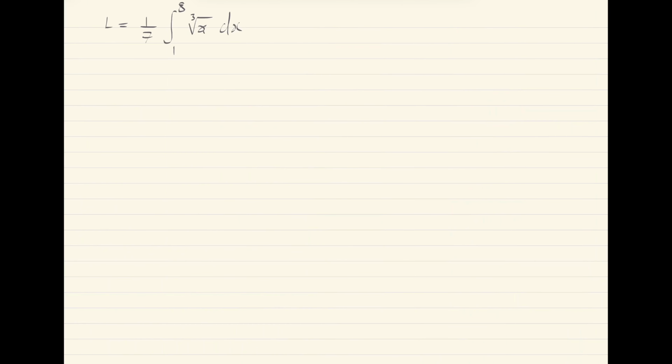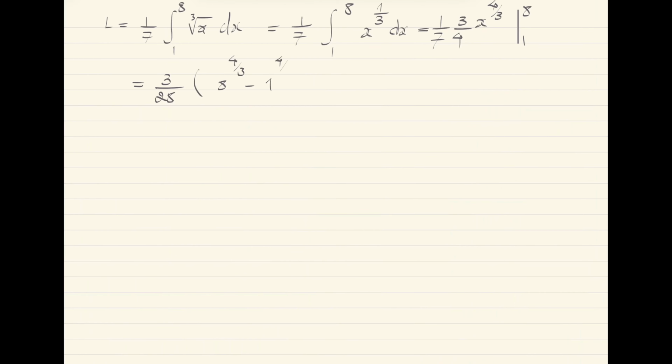Okay, so this is very easy, so I can write it as 1 over 7, integral from 1 to 8, x to power 1/3 dx. But this is simple, so 1 over 7, x to power 1 unit more, 4 over 3, divided by 4 over 3, which becomes 3 over 4. And I have to run it from 1 to 8, so the answer will become 3 over 28, and then I have to put 8 to power 4 over 3 minus 1 to power 4 over 3.